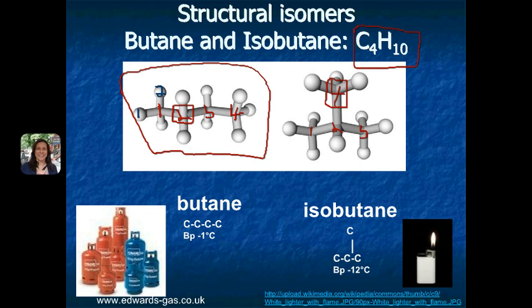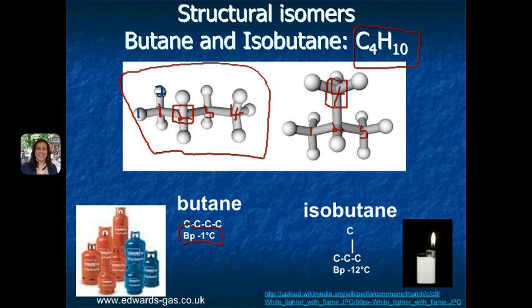They're similar. They are both gases, but look at the boiling points. Butane has a boiling point of -1 degree Celsius. So above -1 degree Celsius, butane is a gas. Isobutane's boiling point is -12 degrees Celsius. So it is a gas above -12 degrees Celsius. So slightly different boiling points.